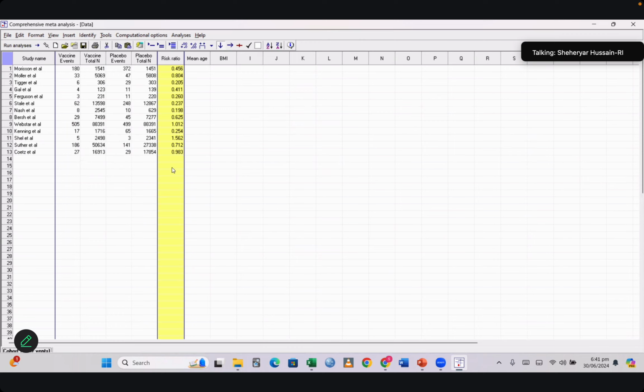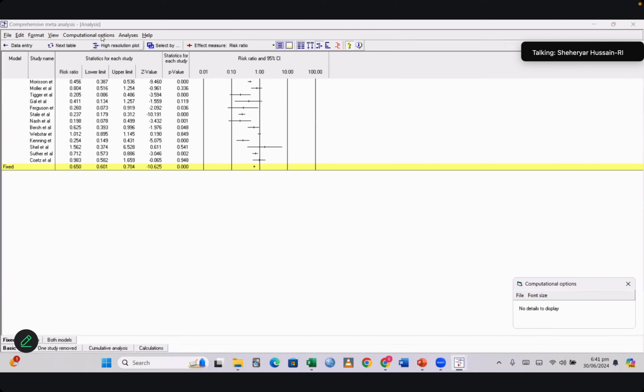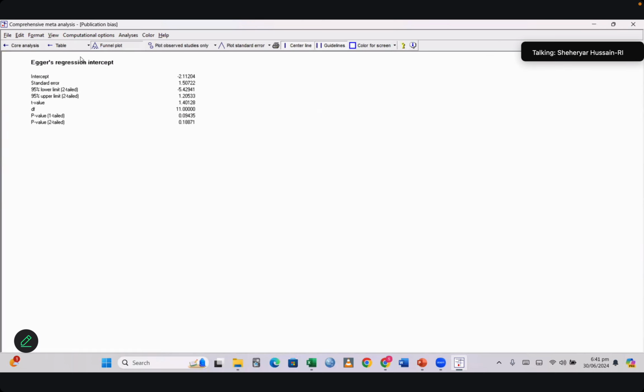When you are done adding the data, you go to the analysis, run analysis, and then go again to the analysis. First of all, let me change it to random. Again to the analysis, the publication bias. Here, if Eggers regression intercept is not appearing, you click the table. It will appear. And you are going to interpret this p-value only.